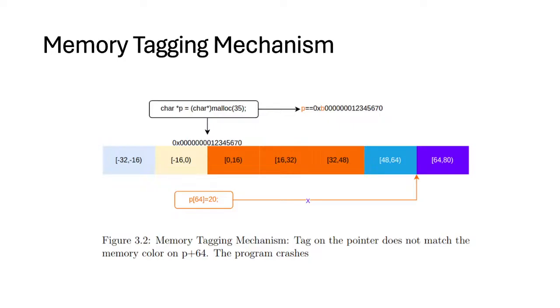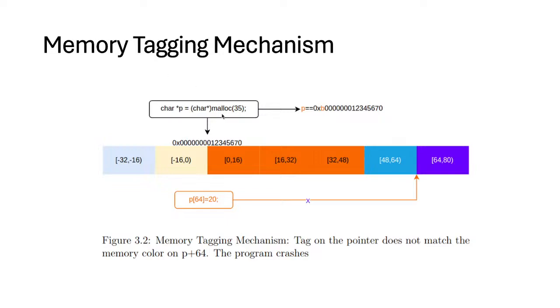Okay, so first we need to explain the memory tagging mechanism, like I said, just from a generic perspective. What memory tagging does is divide your entire memory address space, every 16 bytes, into a unit, which is called a granule. That's what ARM MTE calls it: the granule.